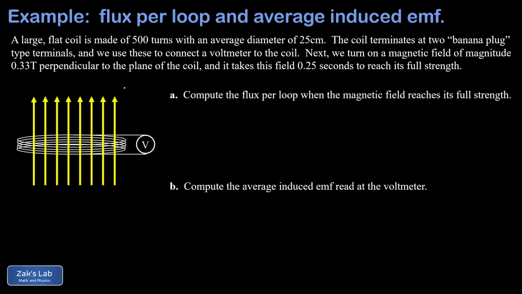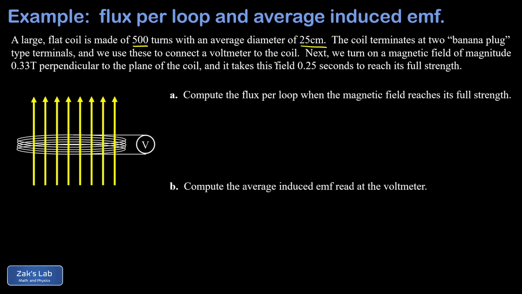In this video, we're looking at a basic electromagnetic induction problem. We're given a flat coil with 500 turns in it. The average diameter is 25 centimeters. Of course, we'll have to change that to meters. That's 0.25 meters. And we're told the coil terminates with two banana plug terminals, and we connect a voltmeter to it.